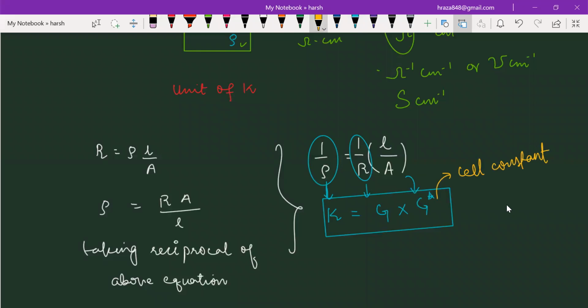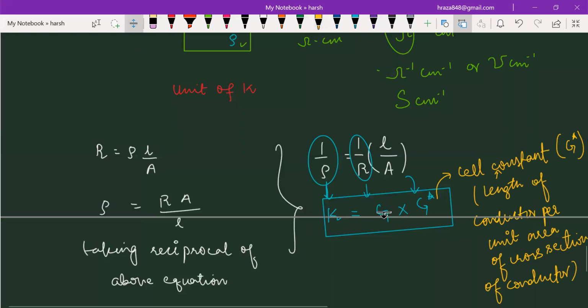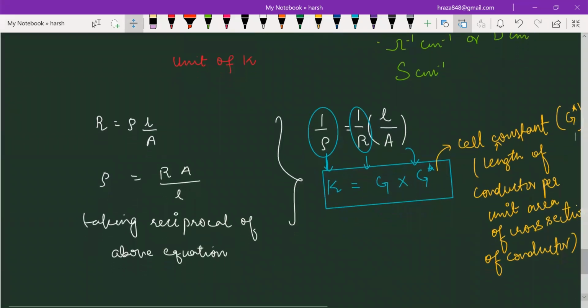Yes, sir. Length of conductor per unit area of cross section of the conductor is called cell constant. So I am going to write: length of conductor per unit area of cross section of conductor, that is basically cell constant and is denoted by G star. Can I write this? Yes, sir. Please write it.